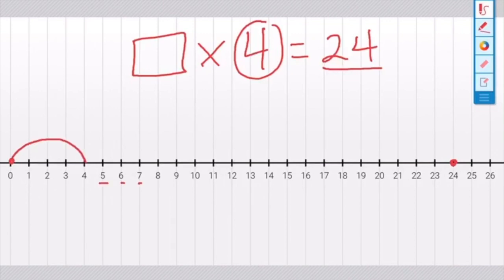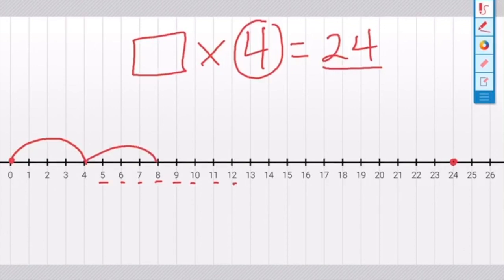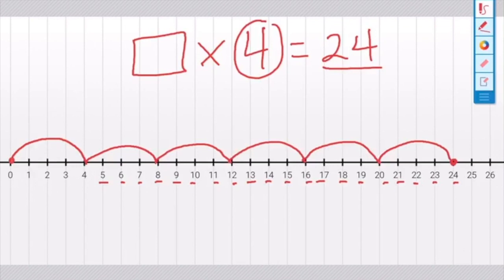1, 2, 3, 4. Count 4 more. 1, 2, 3, 4. And I'm just going to keep counting by 4s until I get all the way to 24. 1, 2, 3, 4. And 1, 2, 3, 4. So now I'm at 24.